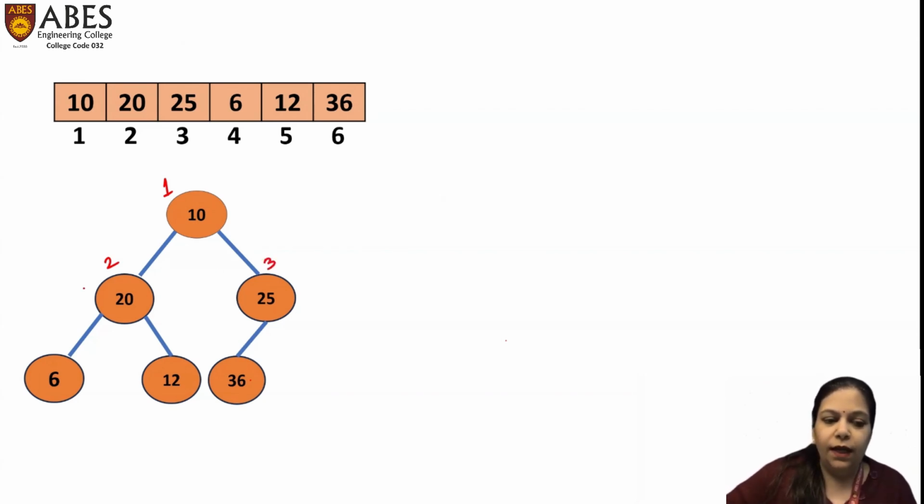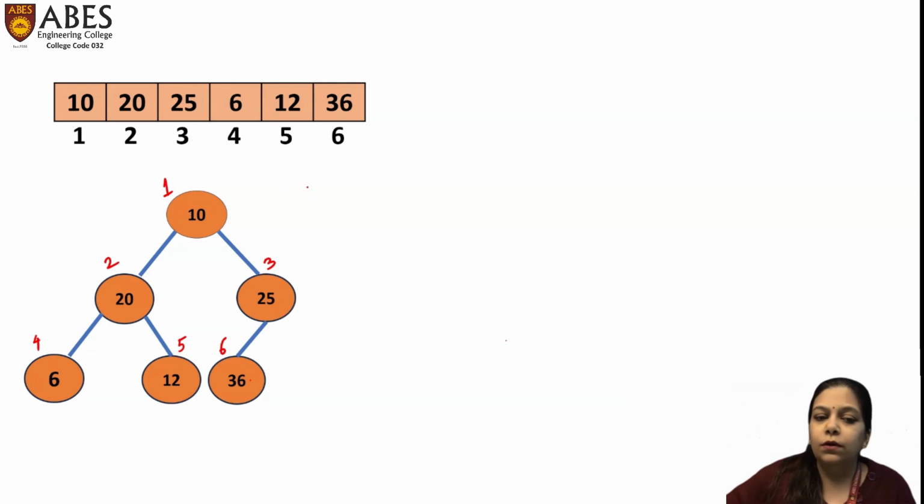that is 3. And again, for the node I, if the node becomes 2, the left child will be 2 into I, that is the element stored at index 4, and the right child will be 2 into I plus 1, that is the element stored at index 5. And then for node 3, the left child will be the element stored at index 6, and further we do not have any element. So this is how the binary tree will be created with the help of array indices.